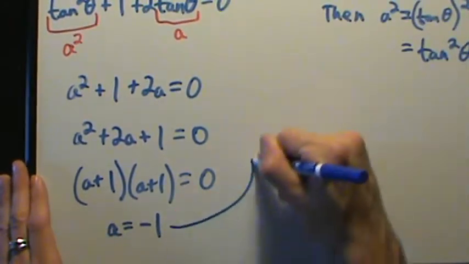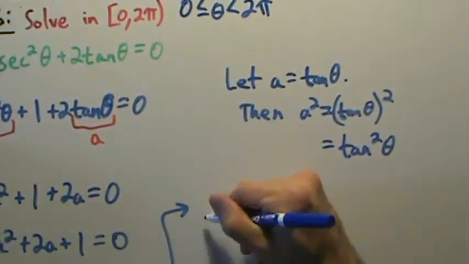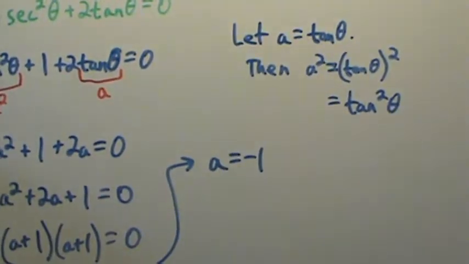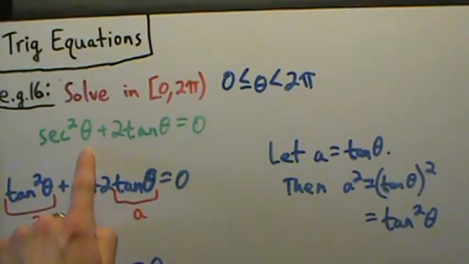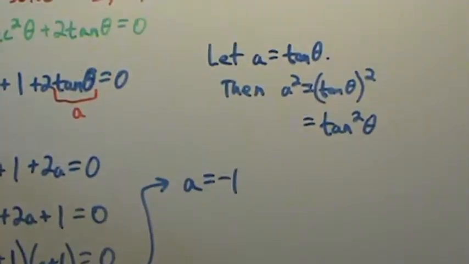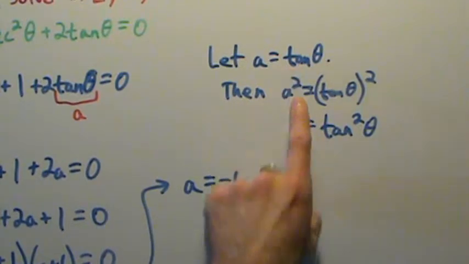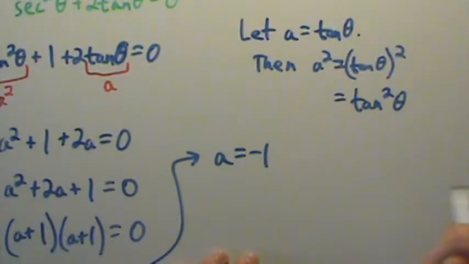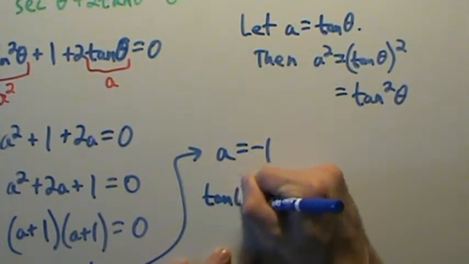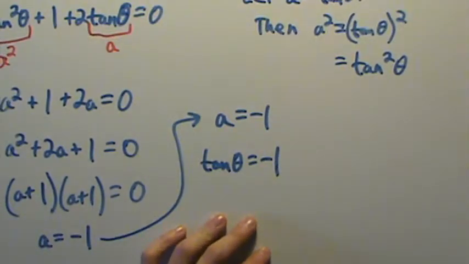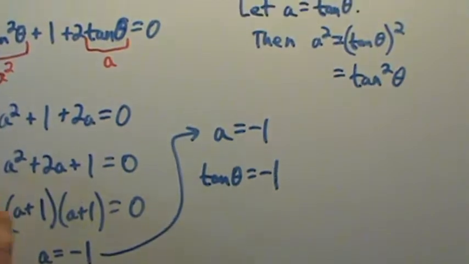So now let's come up here. A equals negative 1, but we're not done yet, right? Why not? Because we're solving for theta, not for A. So we have to back substitute now. If A is the tangent of theta, and A equals negative 1, then tangent of theta also equals negative 1. And from here, it's really just a matter of knowing the unit circle, because negative 1 is a special value associated with tangents on the unit circle.